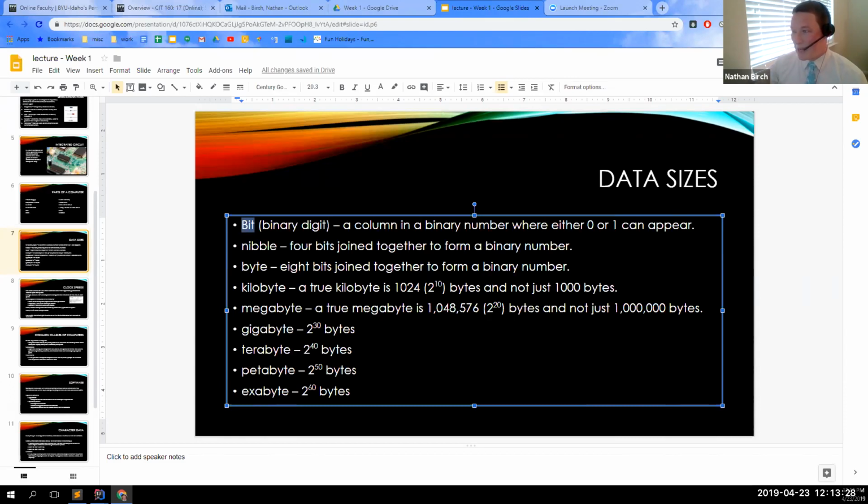A nibble is 4 bits joined together. That's just kind of a slang. It was probably once a slang, but it's an official term right now because a byte is 8 bits. And so they're like, what's between a bit and a byte? It's a nibble, because it's kind of funny. A byte is 8 bits. Very common if you've ever seen an IP address, it's 4 bytes joined together. 8-bit sections, and there's 32 bits total for an IPv4 address.